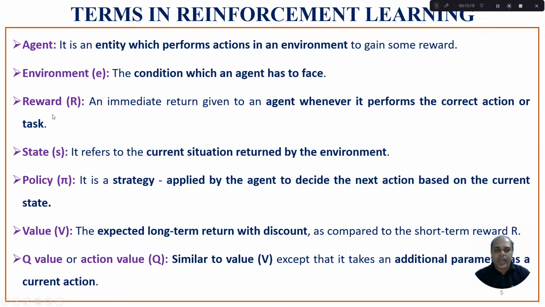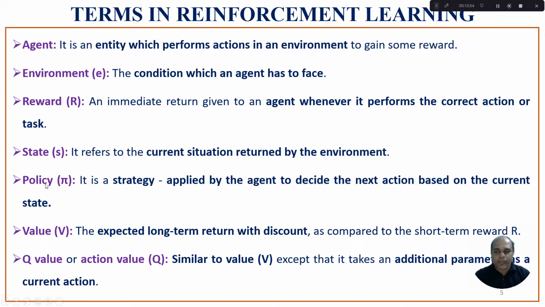There will be a reward, an immediate return given to the agent whenever it performs the correct action or task. So it is given immediately. Once the agent does some action, a reward will be given. The reward can be positive or it can be negative. Negative in the sense we take it as a penalty. It's an immediate return. State refers to the current situation returned by the environment. So what is the current state of the agent in the environment? That is given by the state.